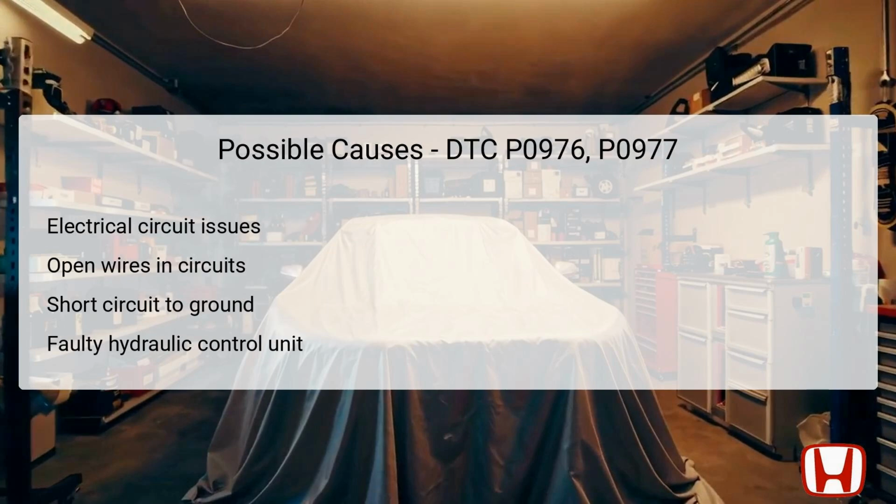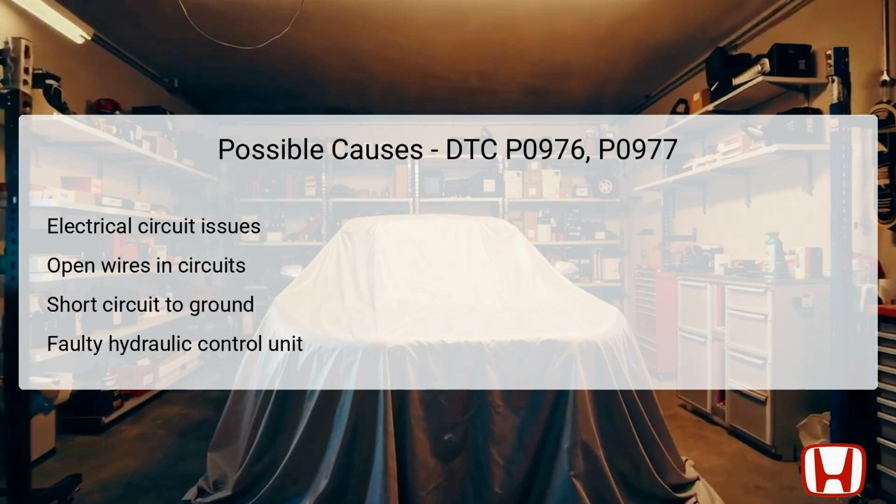The possible causes underlying DTC P0976 and P0977 primarily revolve around electrical circuit issues rather than mechanical failures in the transmission itself. One common cause is the presence of open wires in the Shift Solenoid B circuit, which disrupts the normal flow of electrical signals. This could stem from loose terminals or corroded connections that block proper communication.